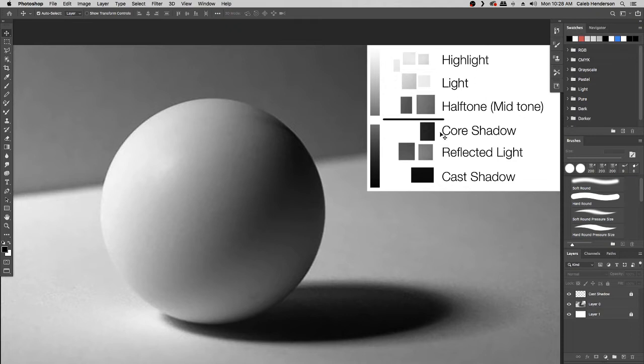Right? Make sure that you can name these different parts of light and shadow, and you can describe sort of where they exist on this scale from dark to light. Bearing in mind that the lightest thing in the shadow, this reflected light, is still darker than the darkest thing in the light, this halftone. At best, for now, they'd get close.